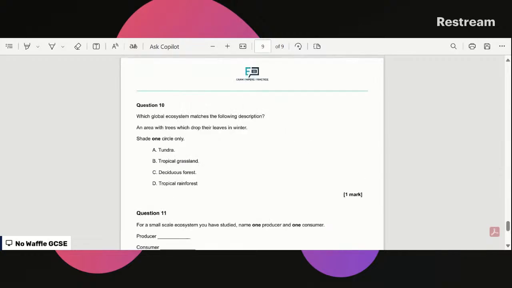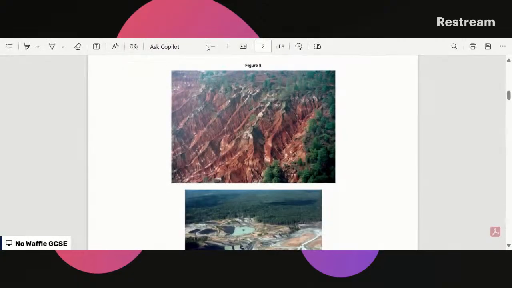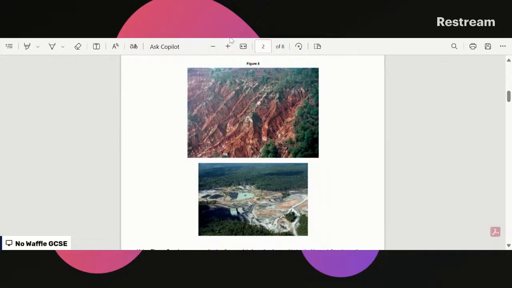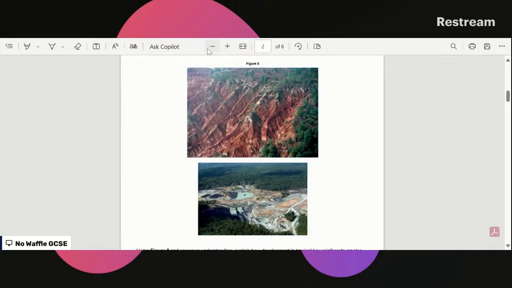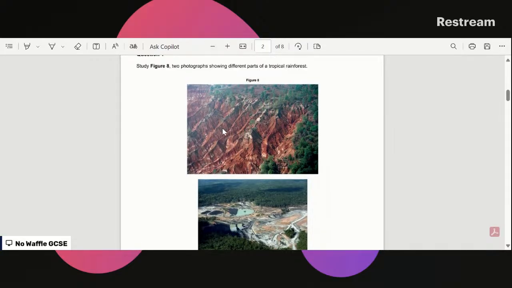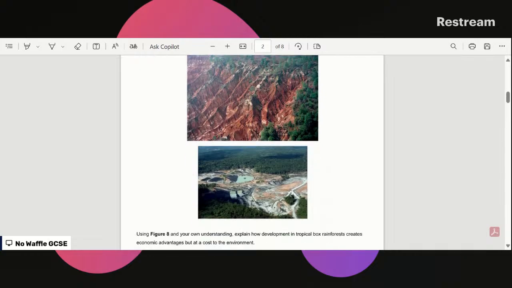Okay. Yeah, there's not too much on ecosystems. I guess we'll look more at tropical rainforests then. So here we've got 2 photographs of different parts of a tropical rainforest. Using these images and your own understanding, explain how development in tropical rainforests creates economic advantages, but at a cost to the environment.